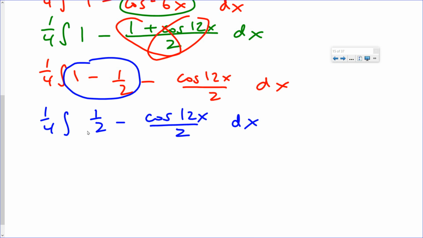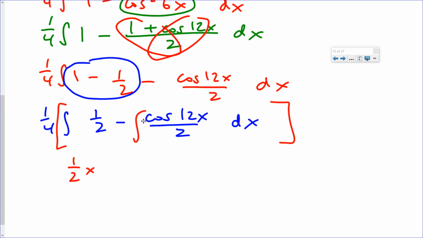And really, this is a buy one, get one free problem. There are actually 2 integrals here. This 1/4 gets multiplied by all of it, so make sure you multiply it in when you're done. So let me hold the 1/4 on the side. What's the integral of 1/2? 1/2 x. You guys good with that?